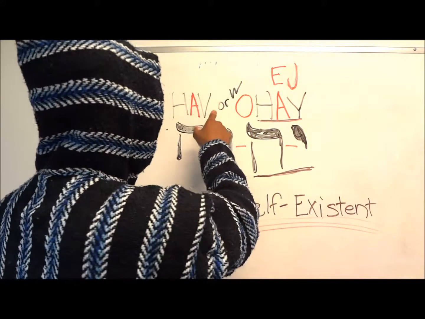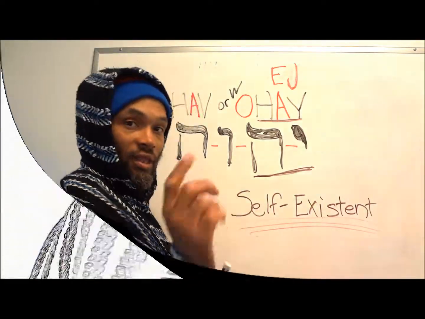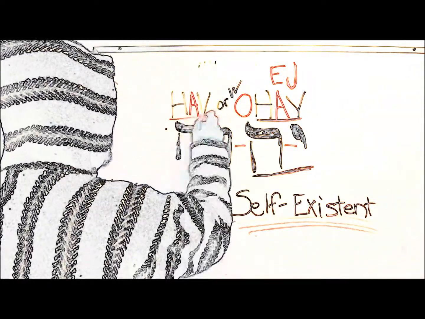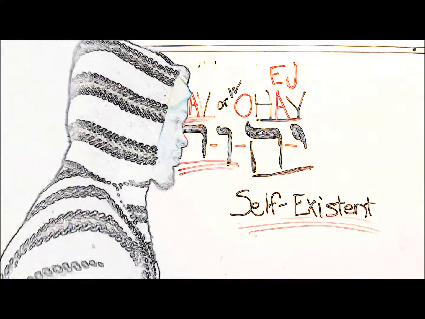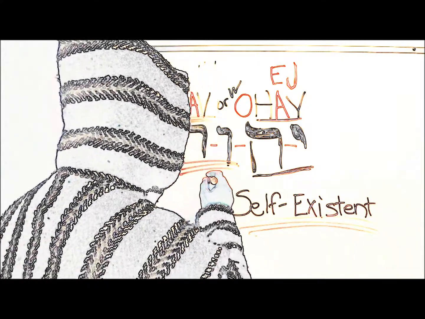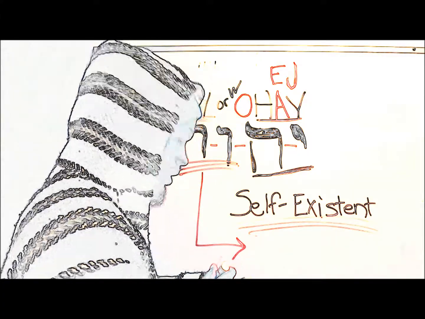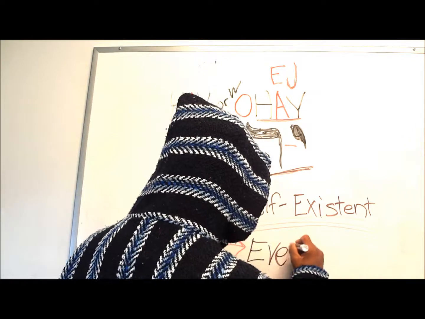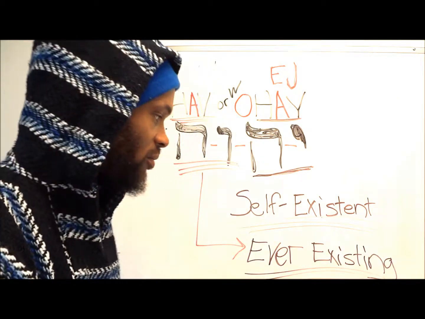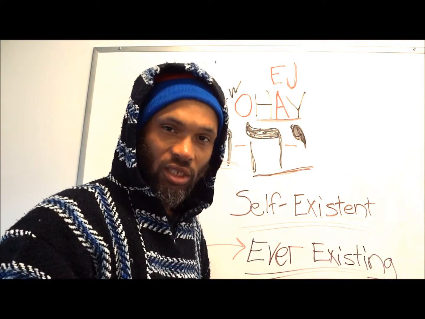Now, what does the Va mean, or some people say Wa? What does that mean? That means the last part, the Va or the Wa. What does that mean? I want to put it under here, I probably should put this over here, but that means ever existing. That's what that means. It means ever existing. In other words, self-exists and always will exist.